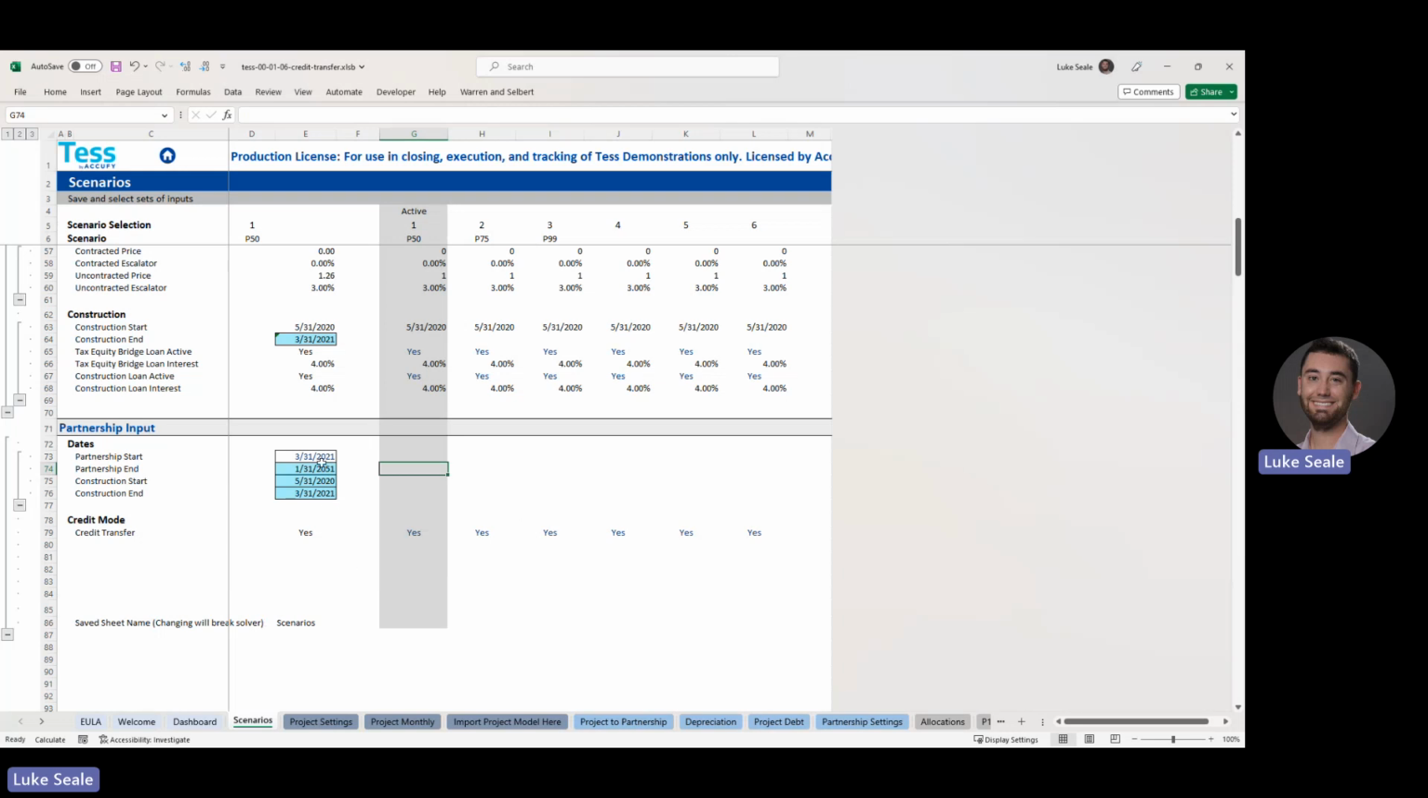Let's get started. I have here the scenarios tab for my project model, and I've added in a line for a flag that sets whether credit transfers are on or off. So right now I have this flag on. What I'd like to do is show you how the credit transfer settings are set up in Tess so that this flag can work. Okay, let's start by looking at the project settings tab.